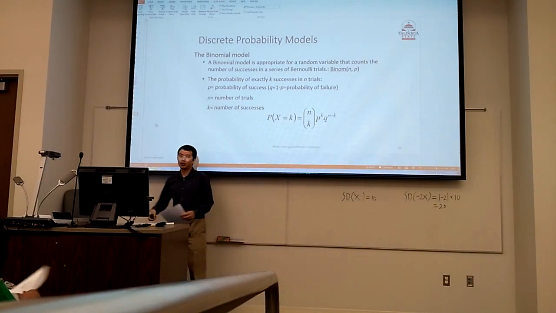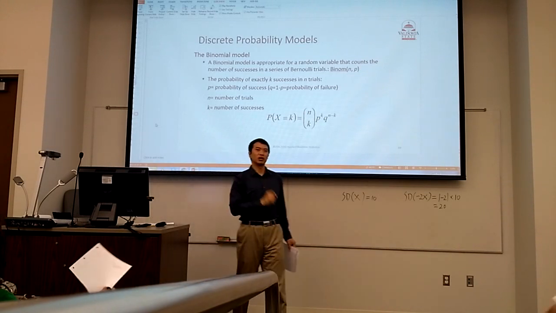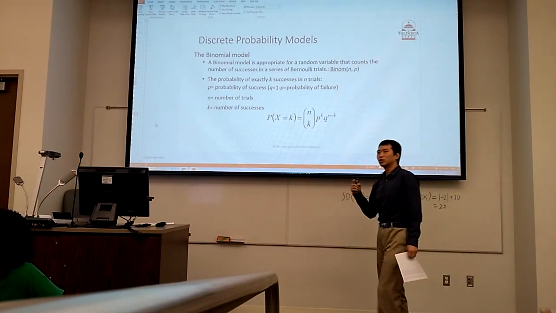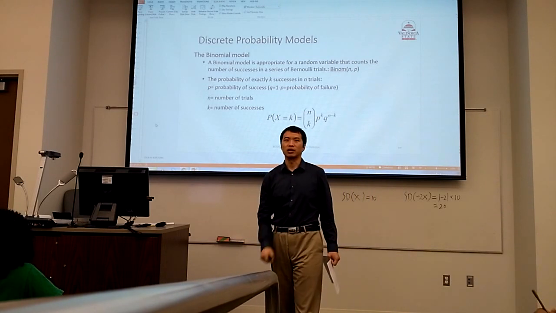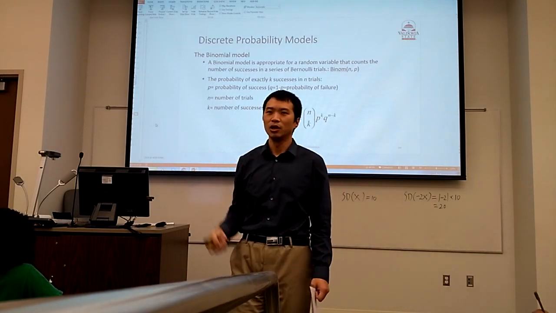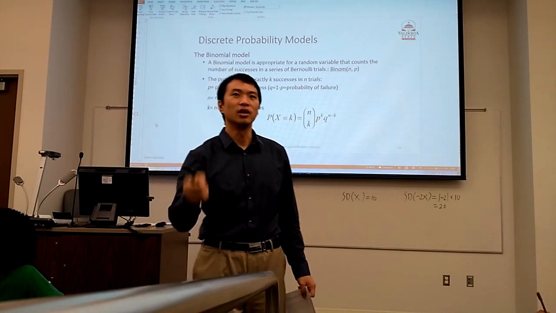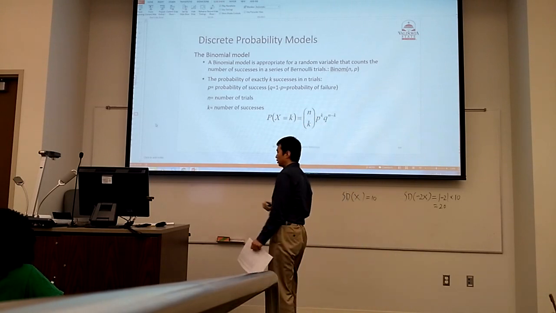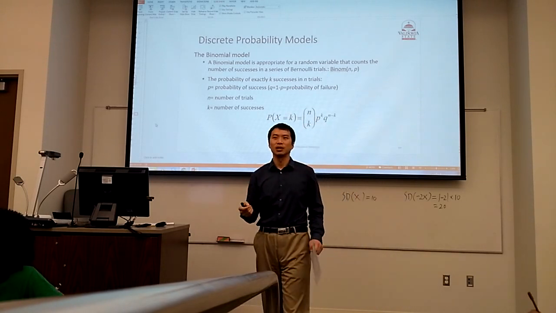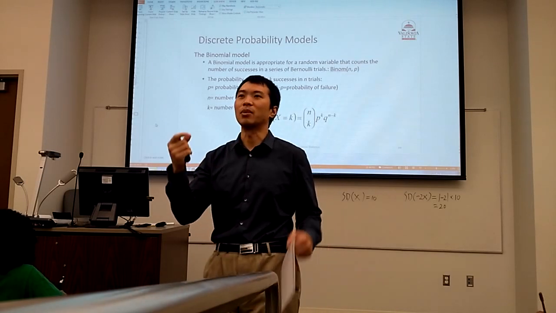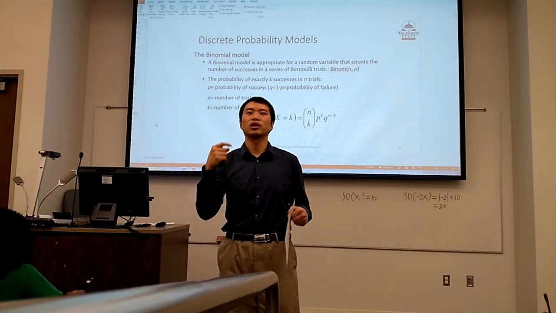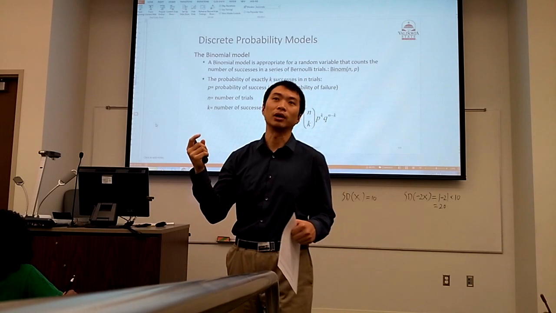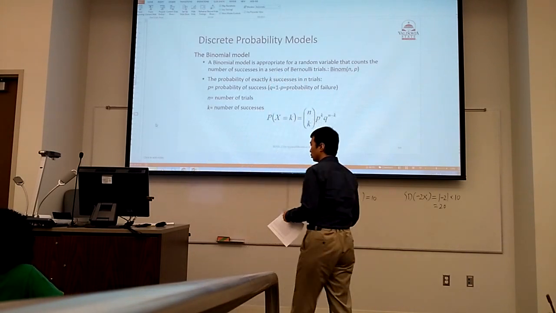In the geometric model, we are interested in the first success. But for this binomial model, we are interested in the number of successes. Still, we have a bunch of Bernoulli trials, but we are interested in the number of successes. For example, I toss a coin 10 times, and I define tossing a head as my success. So I'm interested in the probability that I have 5 heads out of the 10 trials. This could be one example.